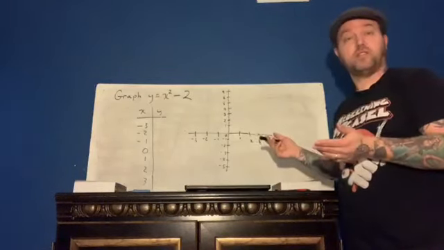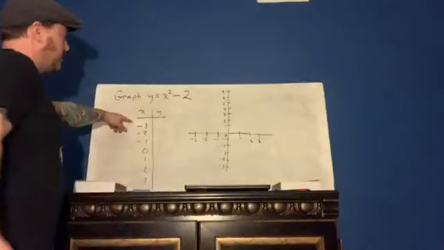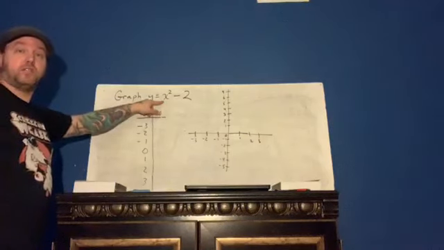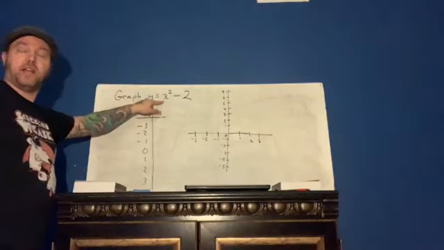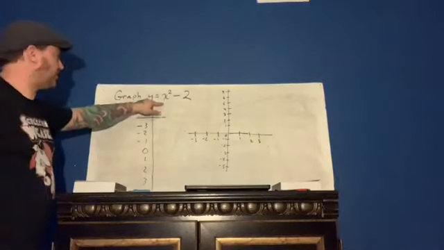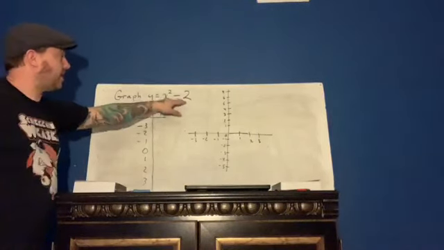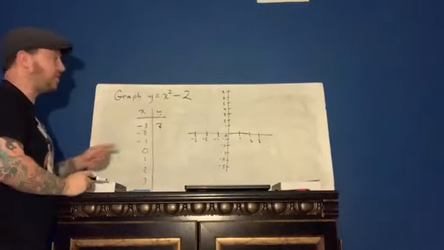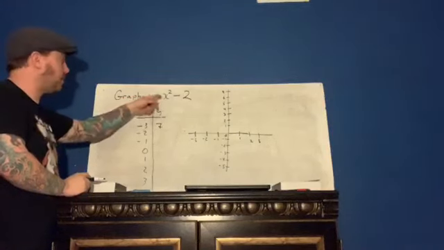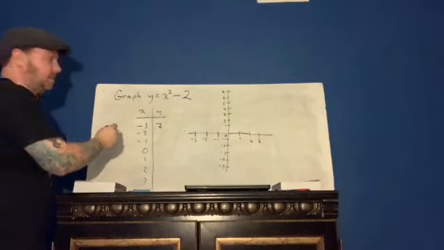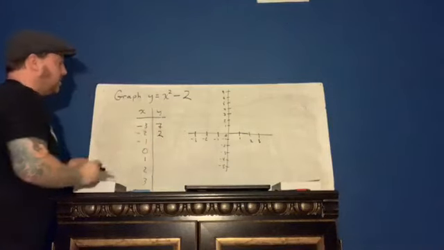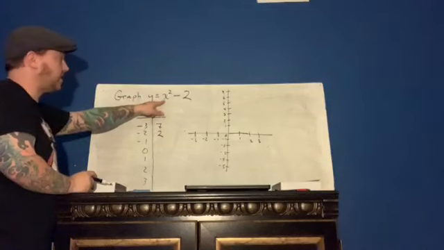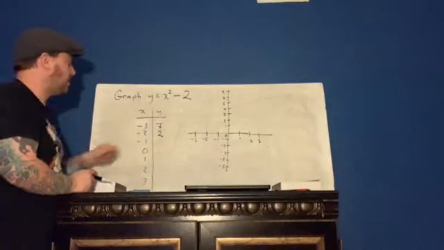So, first things first. If x is negative 3, what's y? Well, what's negative 3 squared? Is it negative 9 or positive 9? Good, positive 9 is correct. Okay, so positive 9 minus 2 would be 7. If x is negative 2, negative 2 squared is positive 4, good. Minus 2 is 2. Okay. If x is negative 1, negative 1 squared is positive 1, minus 2 is negative 1.